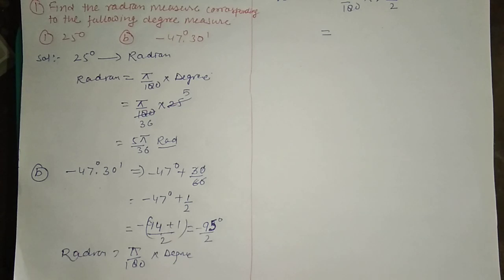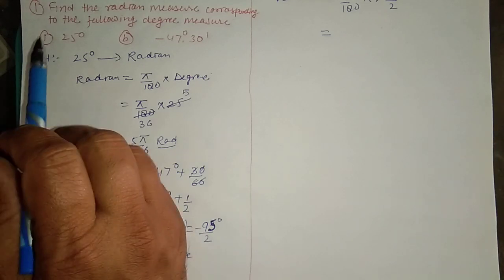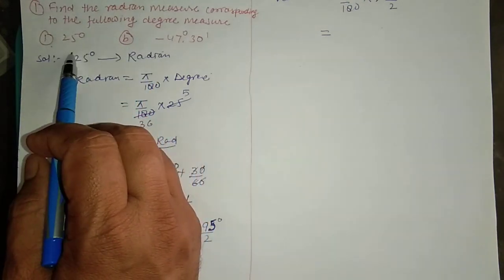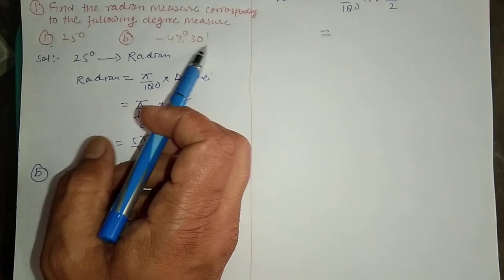Students, now in this session of video we have class 11th maths, and today we are going to discuss exercise 3.1 question number 1. Find the radian measures corresponding to the following degree. So we have been given the degree and we have to convert this into radian. So I pick up two questions, first and second question. First is positive 25, second is minus 47 degree and 30 minutes.